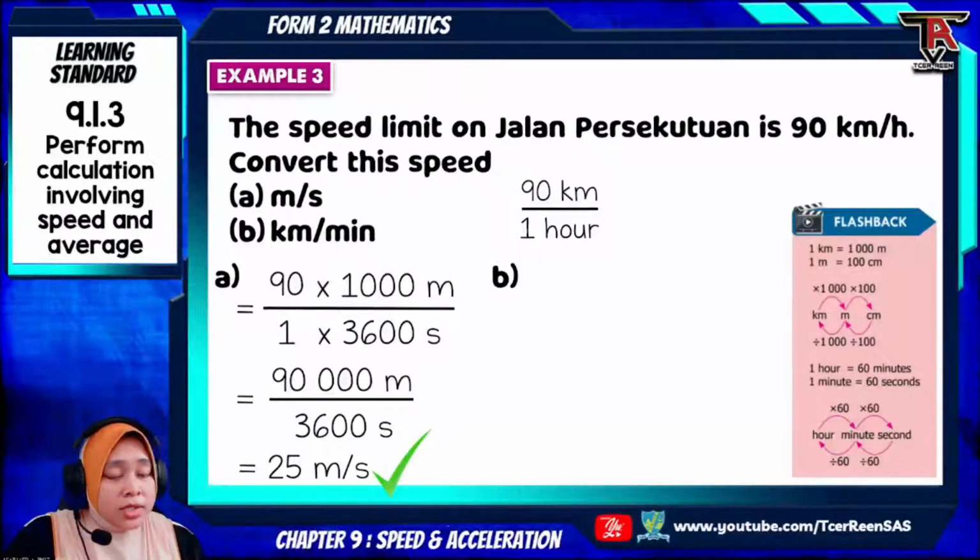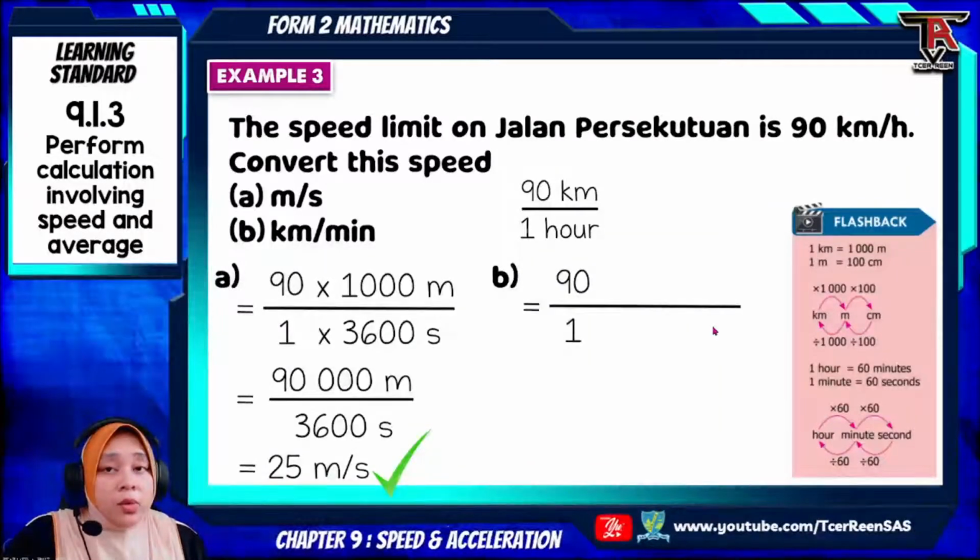Hope that you can understand. Okay, I give you another example. For example, B. You need to convert this speed to kilometer per minute. What you need to do: 90 divided by 1. Kilometer to kilometer, there is nothing you need to do, just write kilometer.